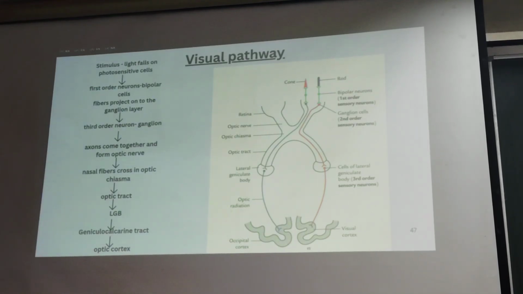That is, we begin with the retina, then comes your optic nerve, the optic chiasma, the optic tract, then the lateral geniculate body, then the optic radiations of the geniculocalcarine tract, and finally your optic cortex, that is area number 17.